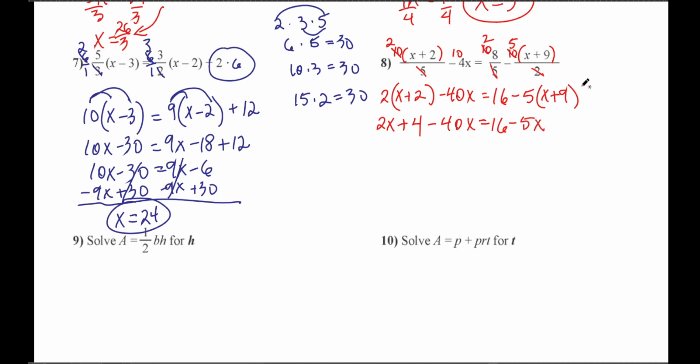Now, here's something a lot of people mess up on. That's a negative 5, isn't it? Minus 5, negative 5. It's the same thing. So it's a negative 5 times x, which is negative 5x. But it's also what? Negative 5 times positive 9, which gives you what? Negative 45. A lot of people forget that last little step right there.